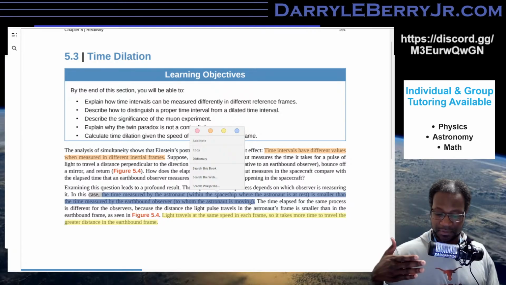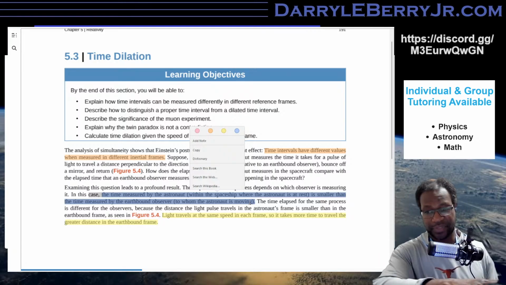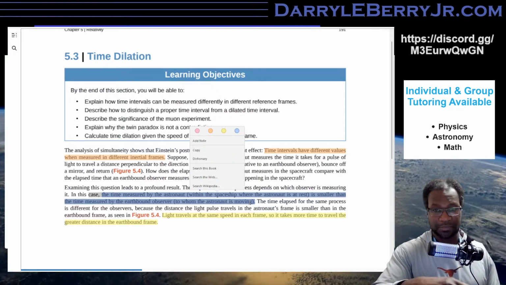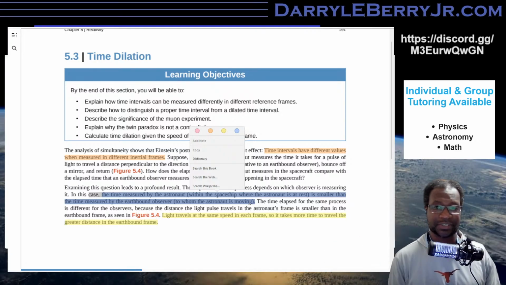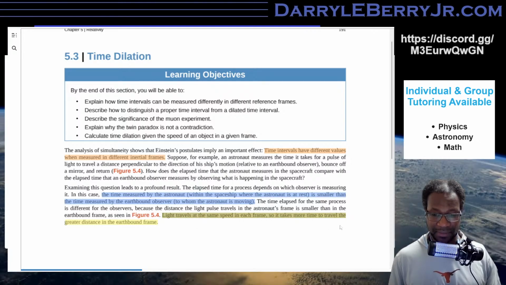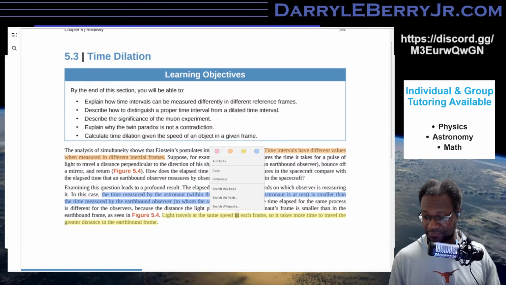Whereas the time measured by the person observing the moving event will be the dilated time, because the distance that the event travels across will take more time to traverse that longer distance. Therefore, that time is dilated, is longer. So that'll be the difference. Light travels at the same speed in each frame, so it takes more time to travel the greater distance in the earthbound frame. So again, this is another time seeing this.